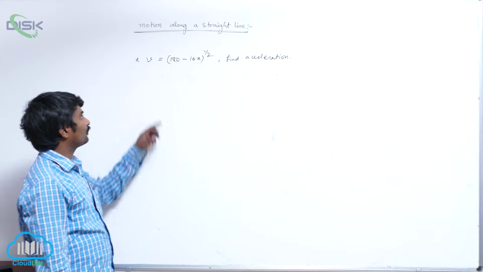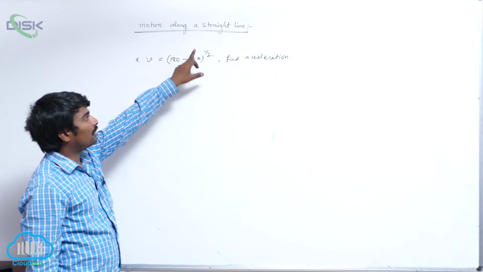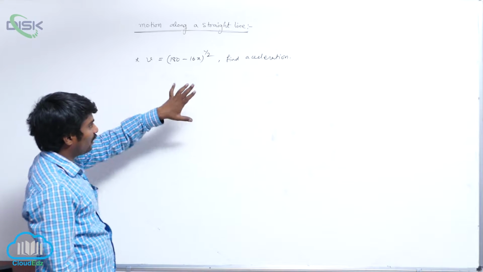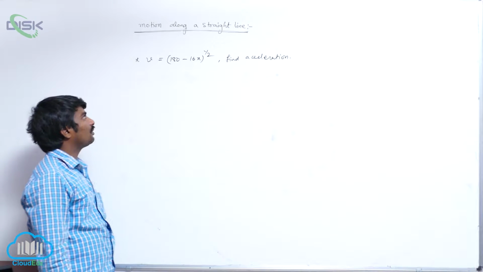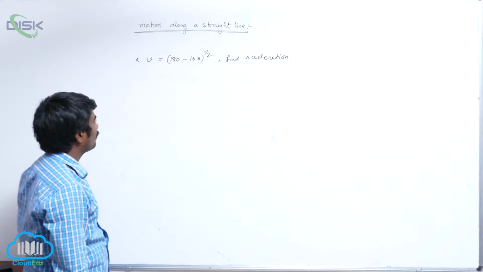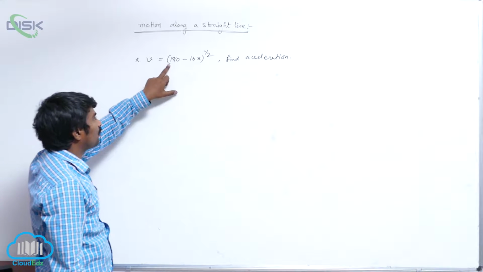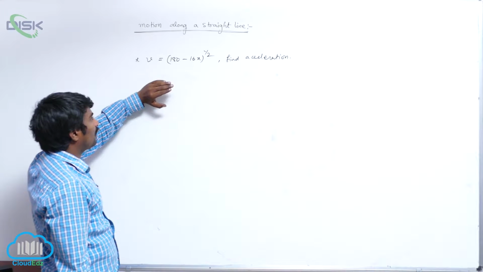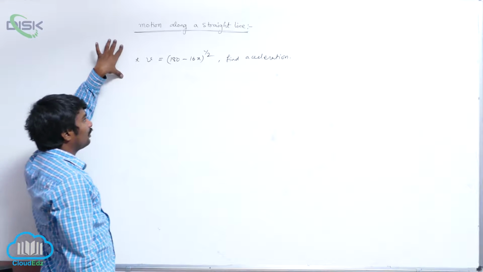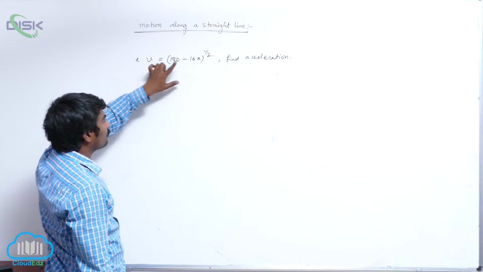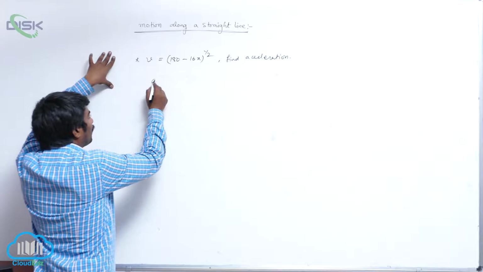Another problem: v is equal to (180 minus 16x) whole power 1 by 2. Find acceleration, where x is in meter and v is in meter per second. So velocity as a function of x is given. Suppose velocity is a function of t, I can directly do dv by dt for the acceleration. But here velocity is a function of x. So how to calculate acceleration?